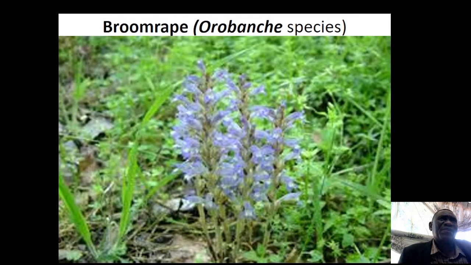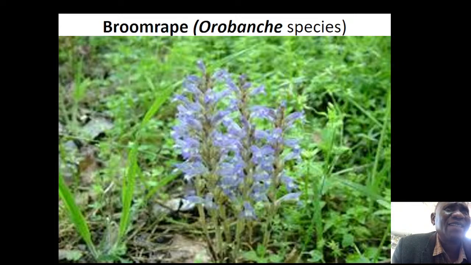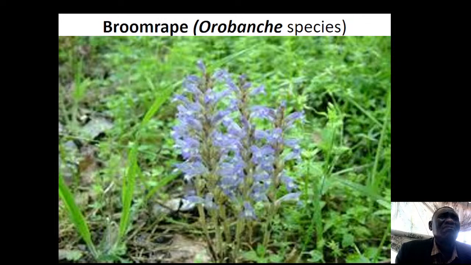The bromborep or bangi species, that parasite with the bluish flowers, is found in some parts of Ethiopia, Saudi Arabia, and the Mediterranean region.